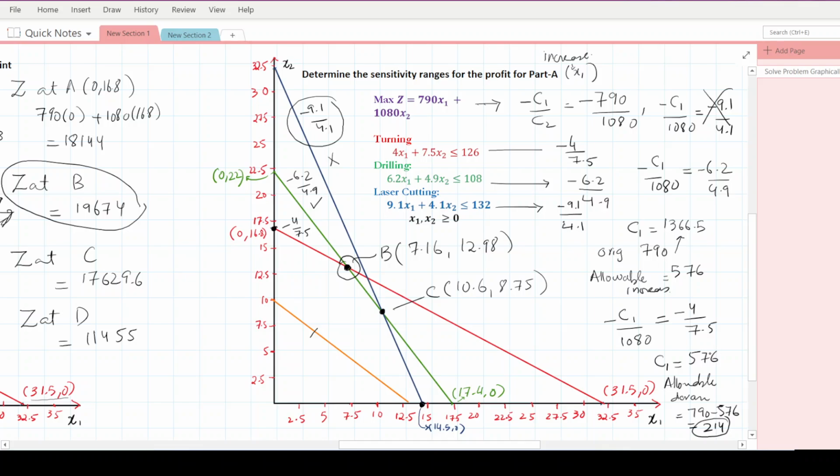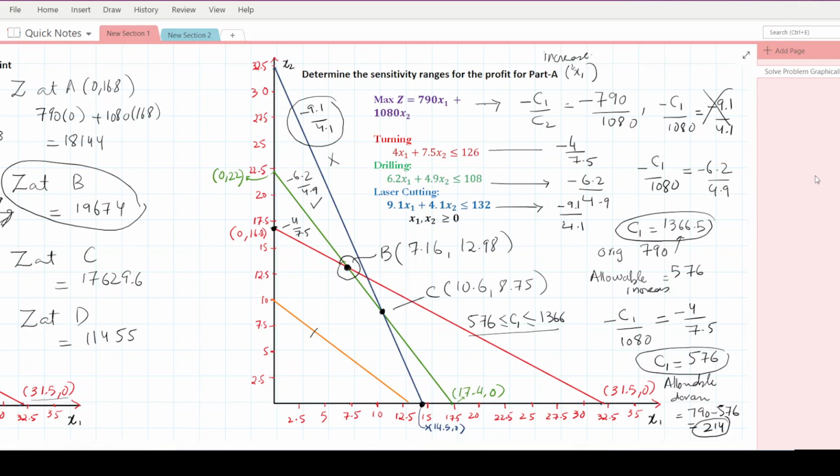So this means that if I just sum up this discussion, the value of C1 can be varied from 576 to 1366, these two values 1366 and 576, and you will still have point B as one of the optimal solutions. So basically this is the sensitivity range of x1.